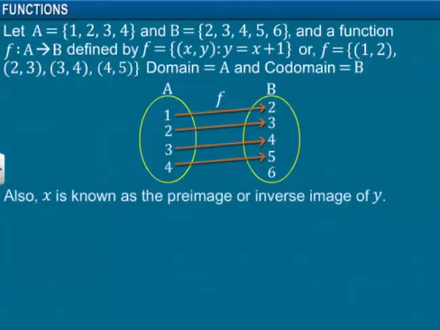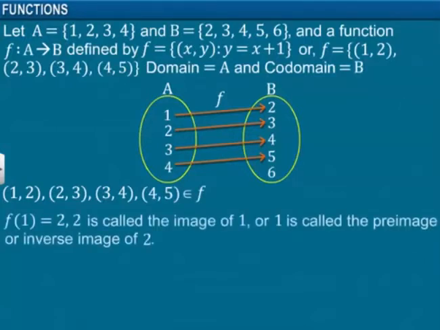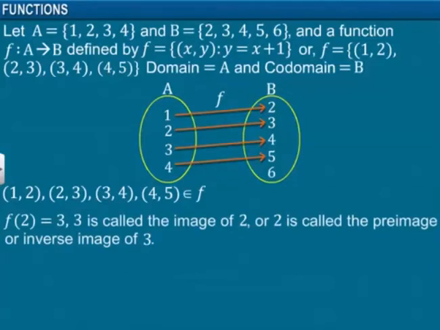The ordered pairs (1, 2), (2, 3), (3, 4), and (4, 5) belong to f. f(1) is equal to 2, which implies that 2 is the image of 1, or 1 is the pre-image or inverse image of 2. Similarly, for the other ordered pairs, we have the images and pre-images as shown.